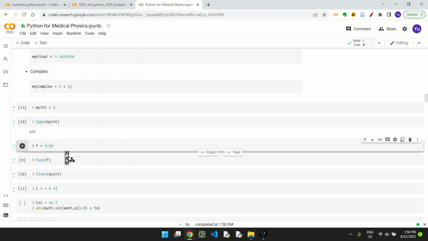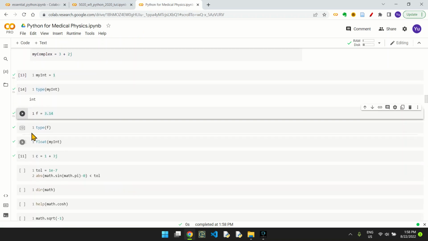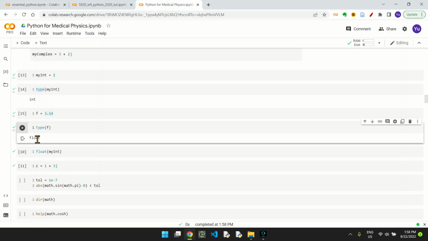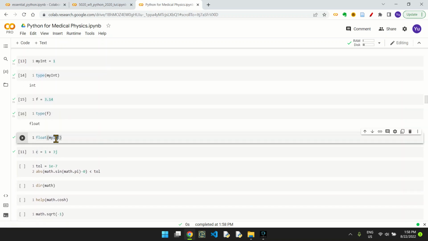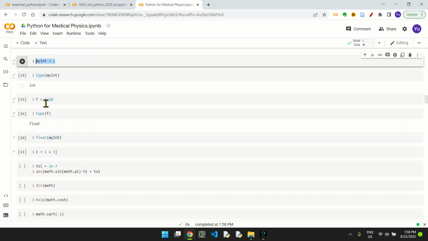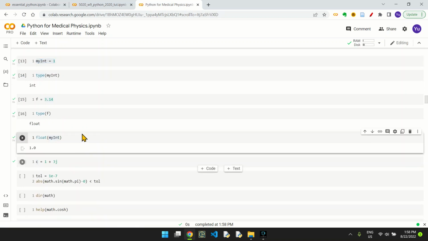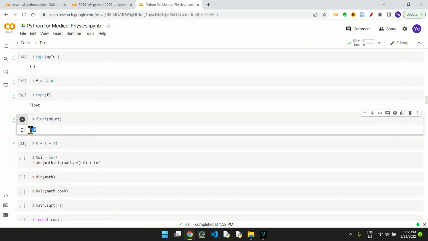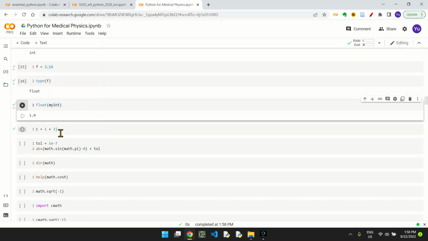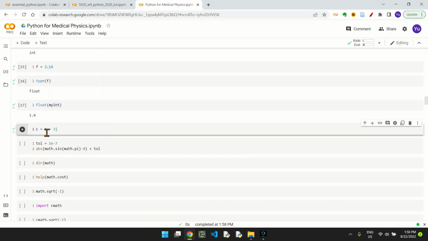And we can define a floating point number as 3.14, and we can get the type, which should be float. So that's the type we can use to cast my integer, which is 1 down here, into a floating point number. So it would return you 1.0. And we can also define a complex number by having the real part, which can be an integer or a floating point number, with an imaginary part.